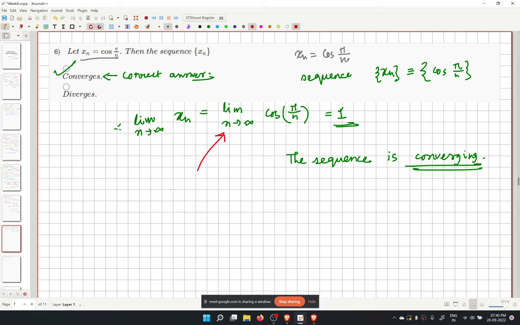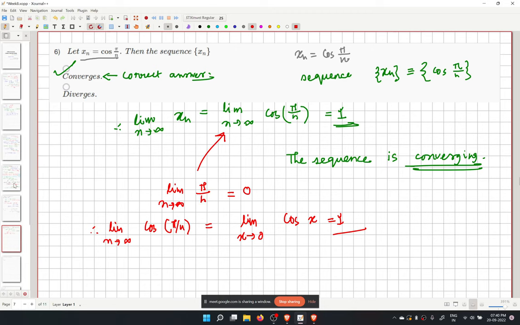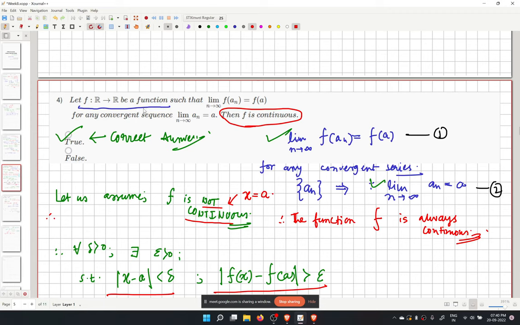To shed more light onto it, we can see that the limit as n tends to infinity of pi by n is 0. So we can write that the limit as n tends to infinity of cos of pi by n is equivalent to the limit as x tends to 0 of cos of x, which is equal to 1. In general, this is a generalization of the statement that we saw in problem number 4, where basically for a continuous function, if the limit as n tends to infinity of an is equal to a, then the limit of f of an will go to f of a.